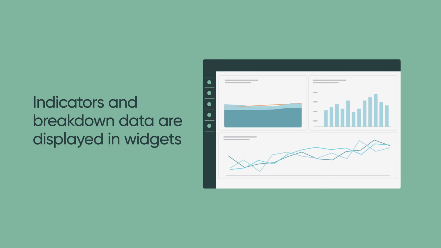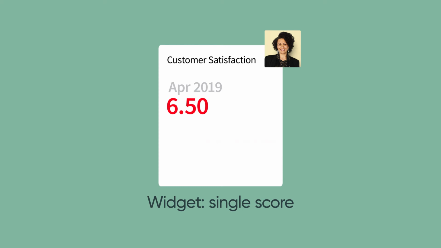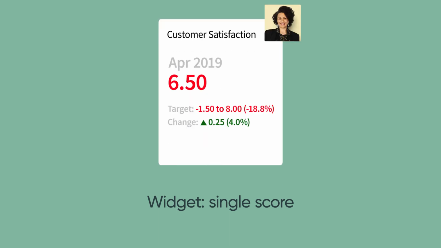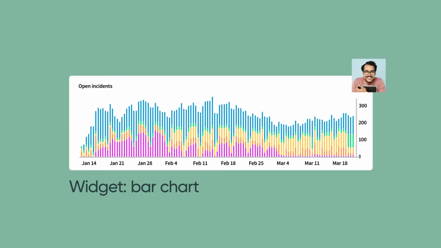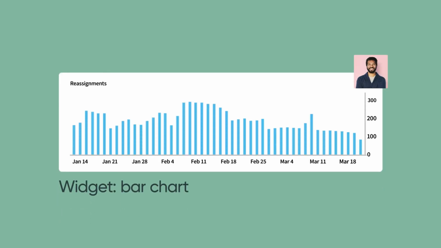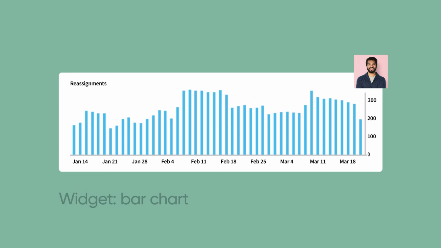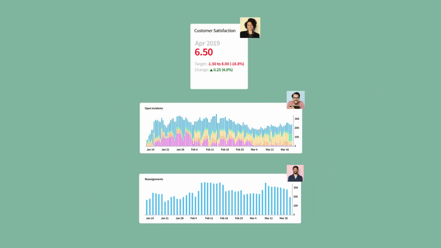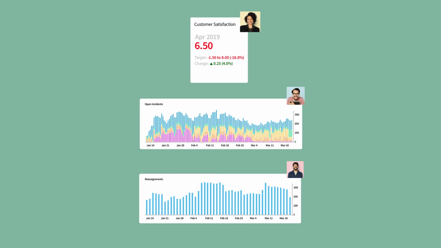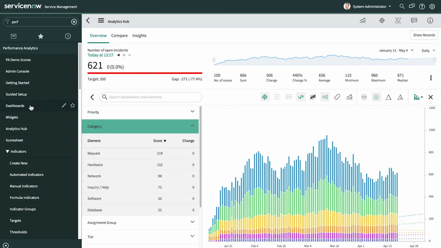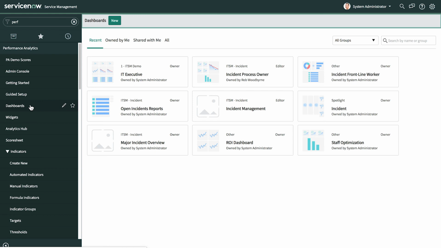We've just seen some examples of widgets, the line and bar charts. For our example scenario, here's a single score widget for the IT exec showing the current CSAT score, along with the target and recent change. Here's a bar chart for the process owner showing the number of open incidents broken down by age. And here's a chart for the technicians showing the number of reassignments. Performance Analytics comes with widgets for lots of indicators across the ServiceNow product line, and you can create new ones if you need. These widgets appear on dashboards that are tailored to specific types of users.